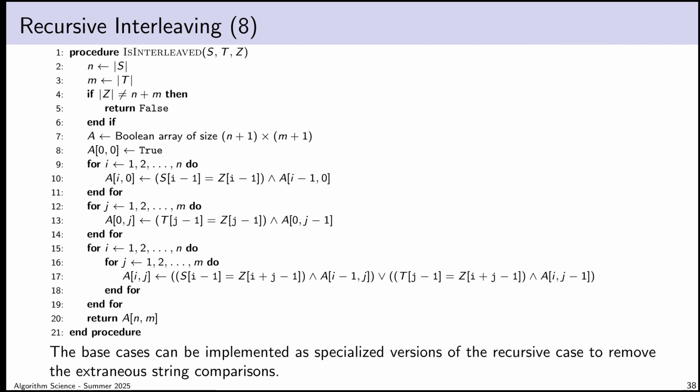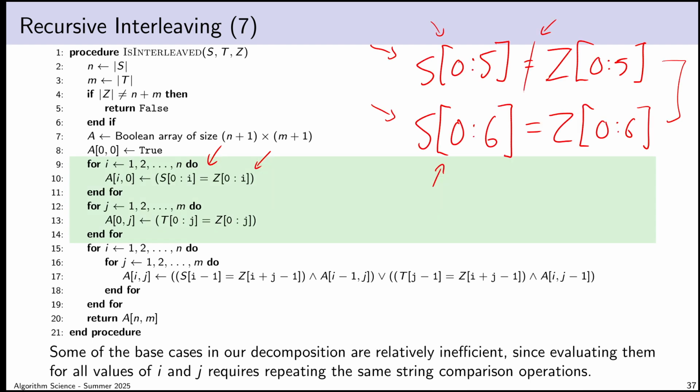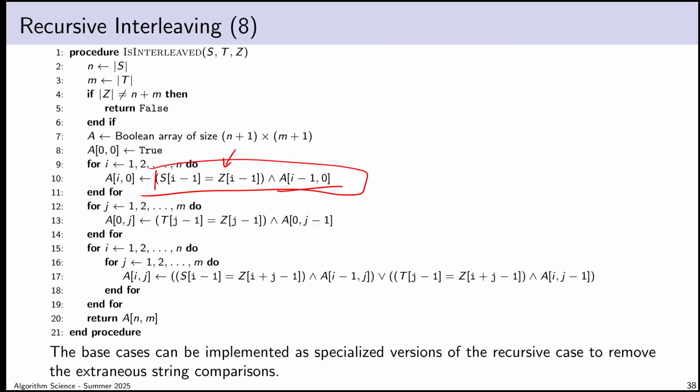So what I can do with the base case is turn it into a comparison of a single character, s of i minus 1 to z of i minus 1, and a logical and with the previous base case, the one that's one row up. In so doing, this is now actually a constant time line versus a line whose time was proportional to the size of the substring, which could be big theta of n in some cases. Okay, so I've cleaned up the base cases a little bit, and that does clutter the code a little bit more, although it does speed it up.